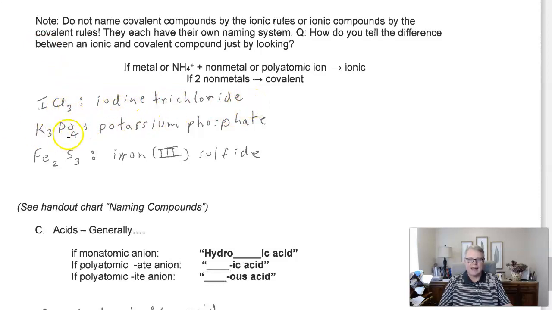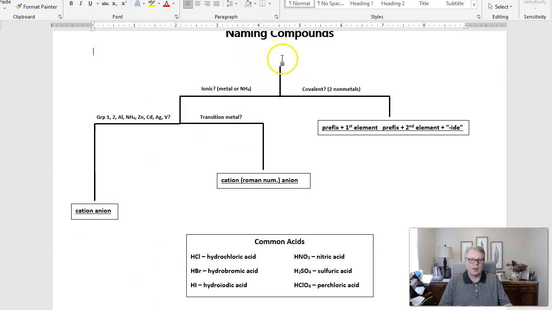Okay, K3PO4. Is it ionic or covalent? Well, I know it's ionic because I've got that potassium in there, and I know that's a metal. I've also got that PO4. What's a PO4? That's a phosphate. What charge? -3. Look at your chart. So it's got a polyatomic ion in it, so probably ionic, right? But key in on the potassium there.